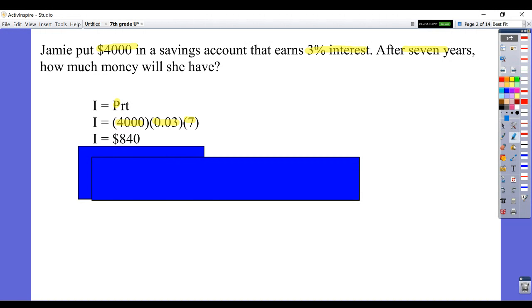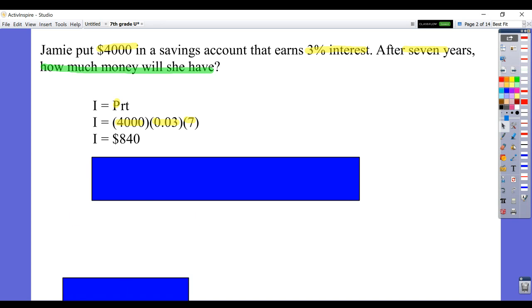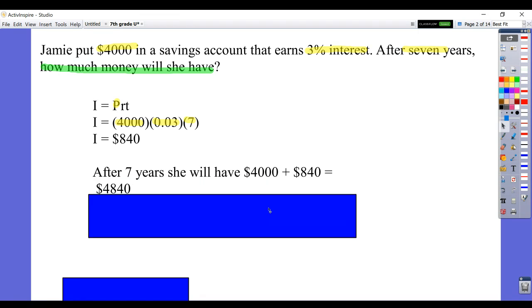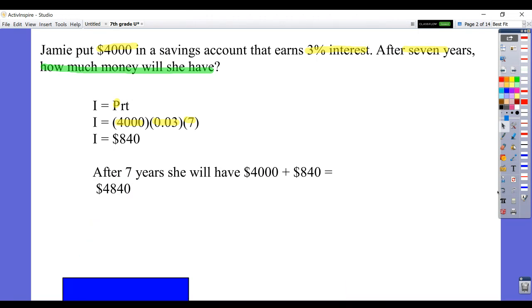But we need to make sure that we're answering the question that they're asking, which is how much money will she have at the end of the 7 years? Well, she's going to get the amount of interest back, but she's also going to get the money that she put into the account back. So how much money she'll have at the end of the 7 years is going to be the $4,000 that she put in plus that $840 in interest, so $4,840.